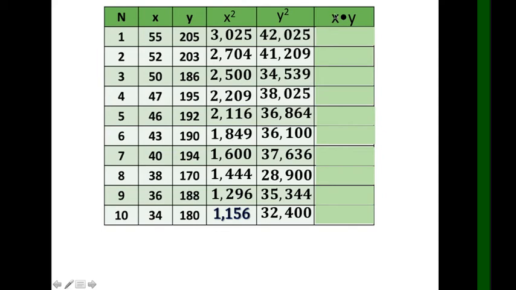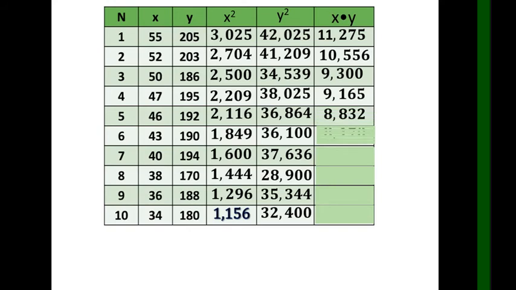and x times y. For the x times y, we will multiply 55 and 205. So we will get 11,275. 52 times 203 is 10,556. 50 times 186 is 93. 47 times 195 is 9,165. 46 times 192 is 8832. 43 times 190 is 8170. 40 and 194 is 7760. 38 times 170 is 6460. 36 times 188 is 6768. And 34 times 180 is 6120.